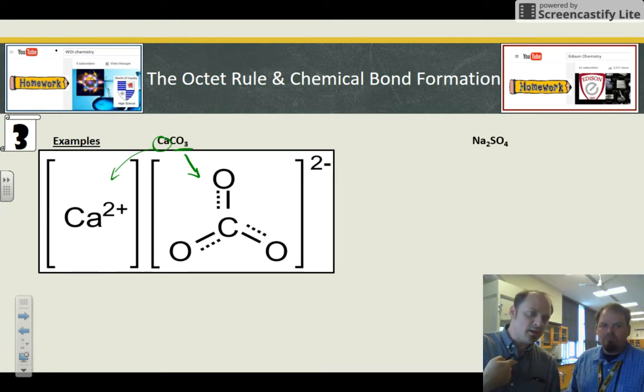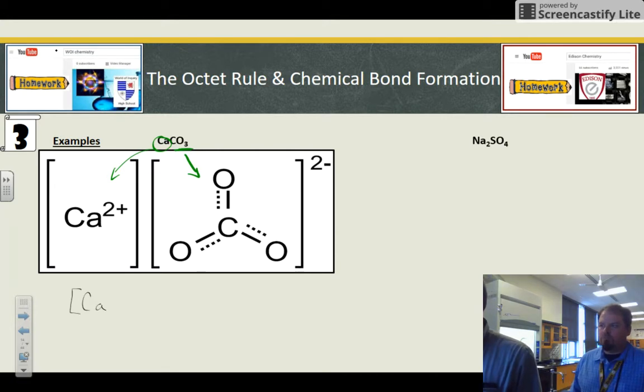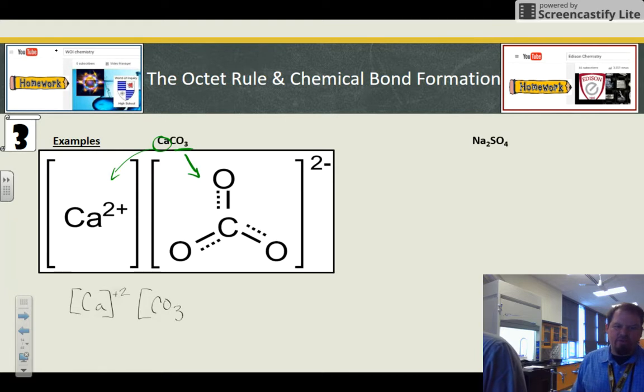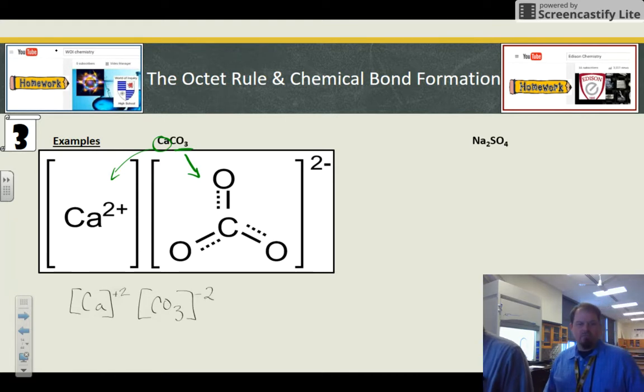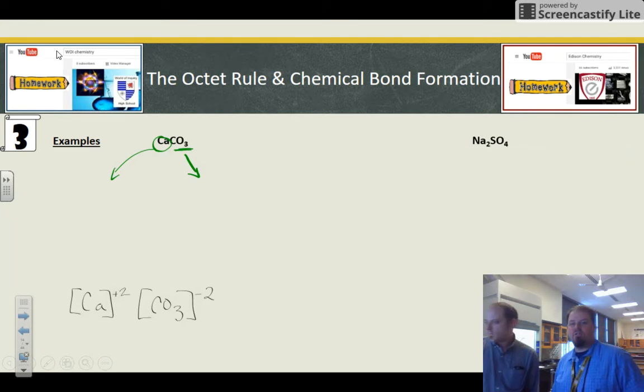This is how I would draw it without the bonding. It would be literally Ca, +2, and then just CO3 with a -2. Done. As a matter of fact, we're going to do that again right now with NaSO4.